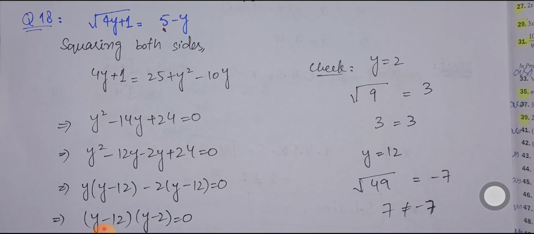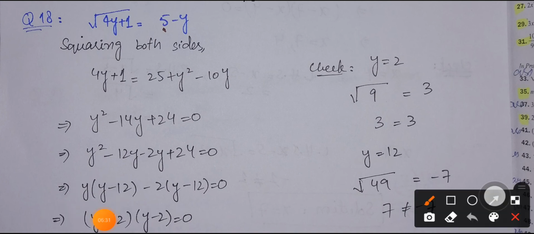Next we have question number 18. Square root of 4y plus 1 is equal to 5 minus y. You can simply take square on both sides because on one side we have only the radicand expression. There is no other term added or subtracted over here. So squaring both sides we will get 4y plus 1. For this we will apply the formula a minus b whole square, and here is the result of this, that is a square plus b square minus 2ab.